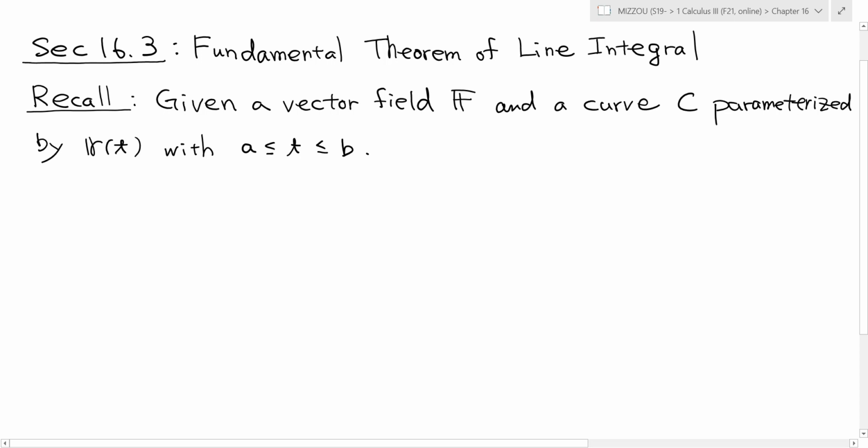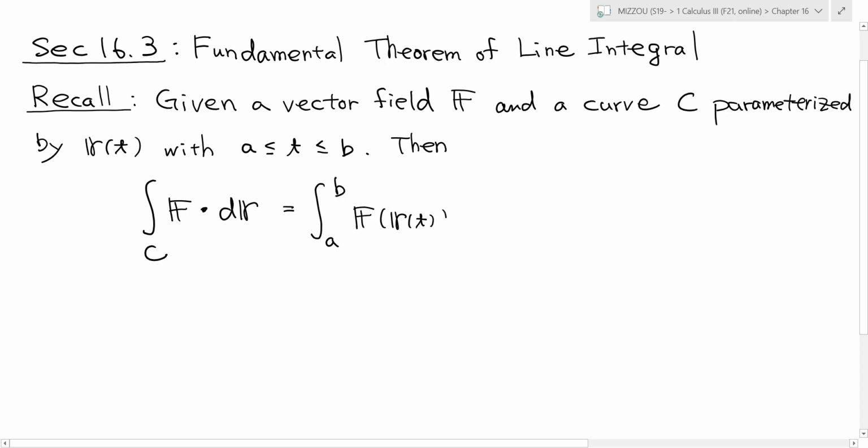It doesn't matter. In the previous section, we learned the line integral of the vector field over the curve C, and more concretely, this is computed as the integral from a to b of F(r(t)) dot r'(t) dt. This is a vector, and this is also a vector, and if you take the dot product, you get a scalar. So this is just a function of t, and then you just integrate from a to b. That's a way to compute the line integral.